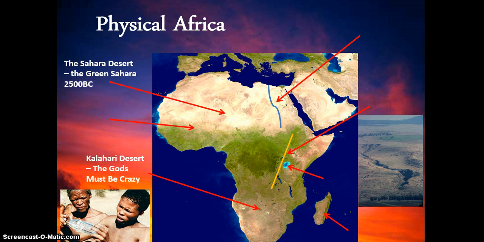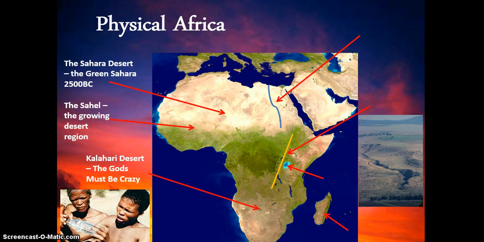The Kalahari Desert is going to be our desert for the south. If you've ever seen the movie The Gods Must Be Crazy, you might remember when we did world languages and we looked at the Sochi people's language and the clicking noises, and this is the same group of people. The Kalahari Desert is in the south.